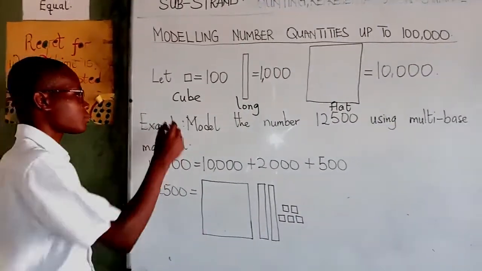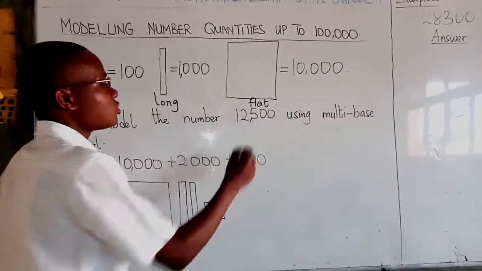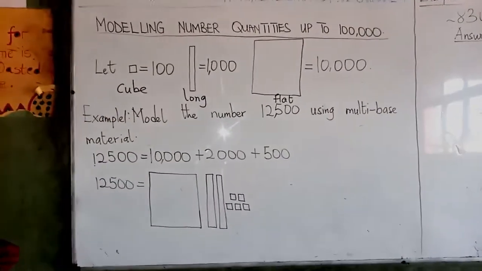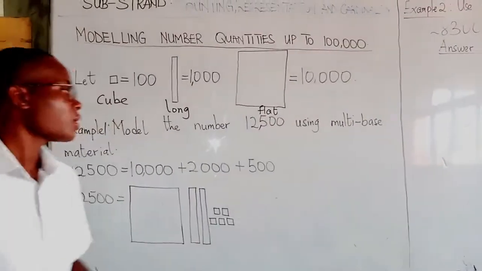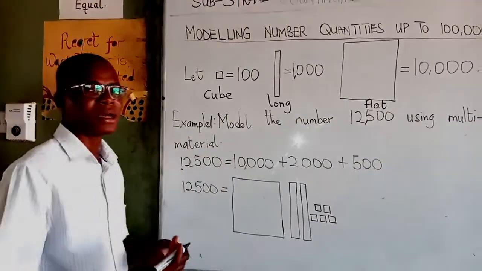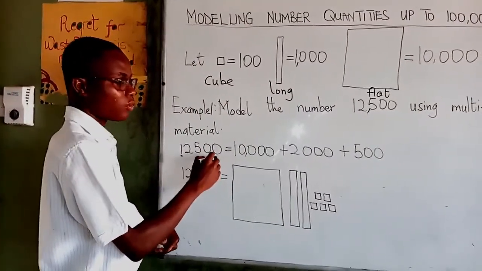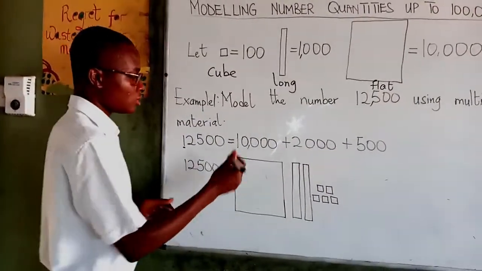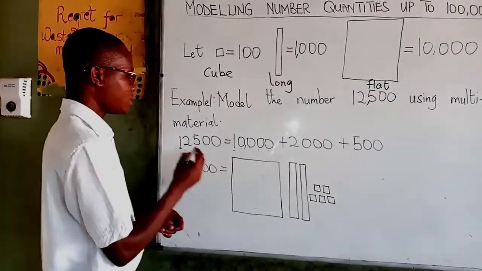Example 1. We are to model the number 12,500 using multi-base material. Now, what we do is we split the numbers, we expand the numbers. So we take the first number, ask ourselves, how many numbers can we find at the back of it? We are going to find 1, 2, 3, 4. So we turn them to zeros, making something like 10,000.